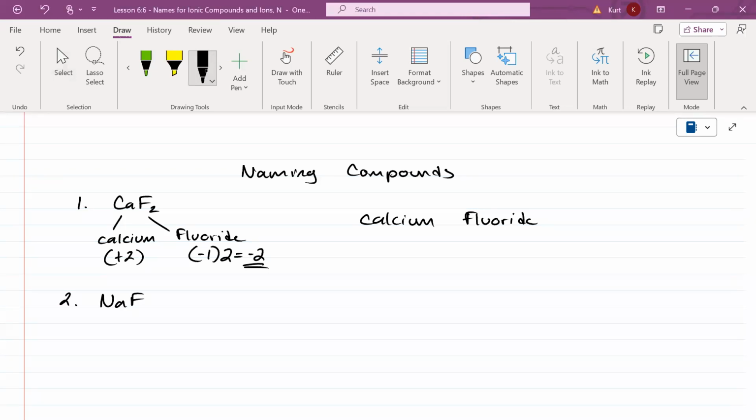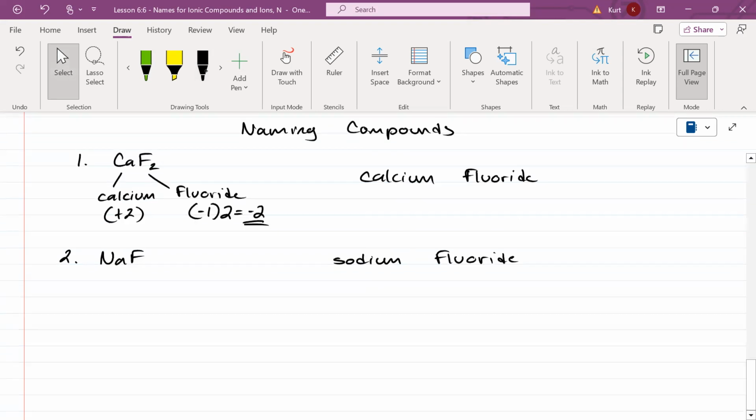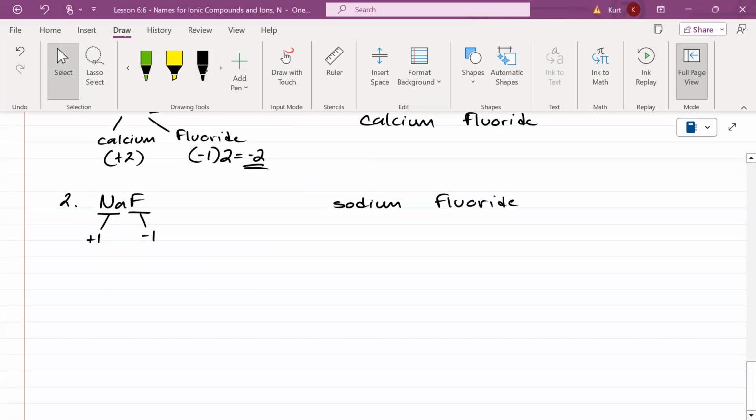NaF. Na is sodium, and F is fluoride. Sodium fluoride is the name of the compound. As far as why it's NaF, a 1-to-1 ratio, sodium has a positive 1 charge and fluoride has a negative 1 charge. They balance out at a ratio of 1 to 1. Sodium is in group 1, fluoride is in group 17.